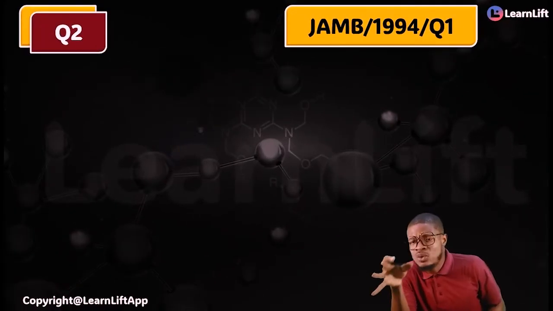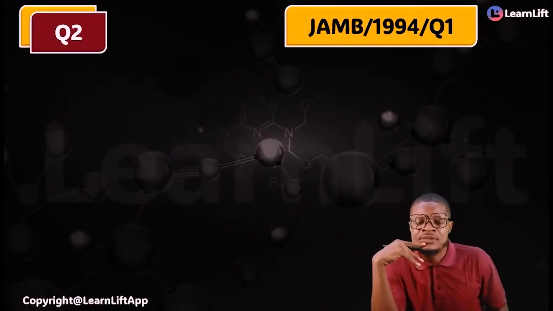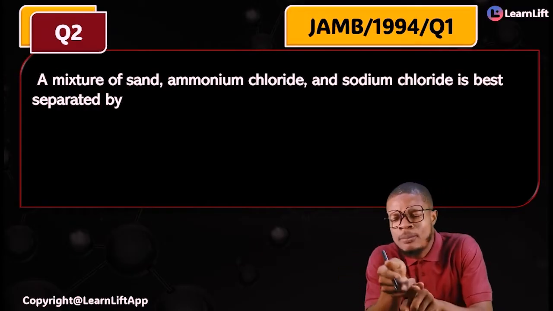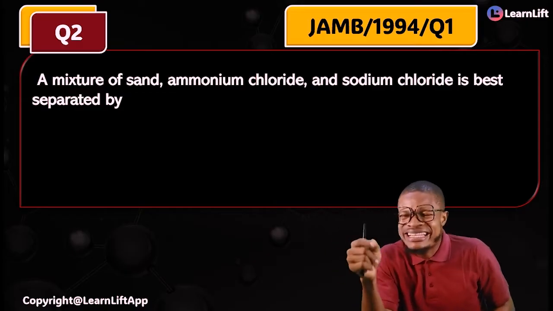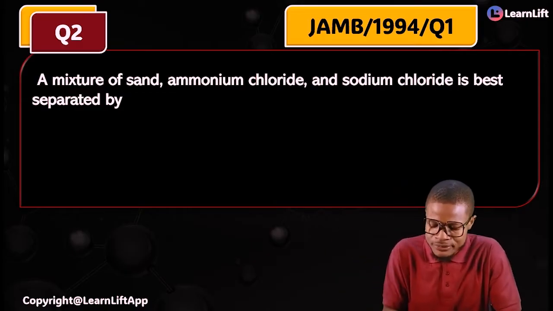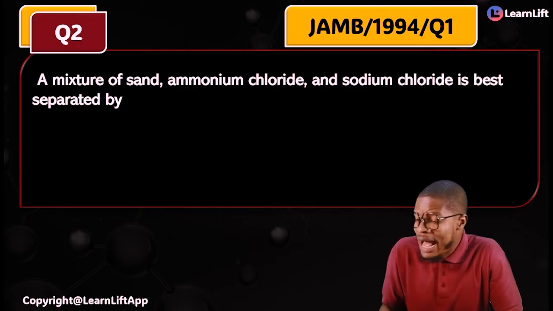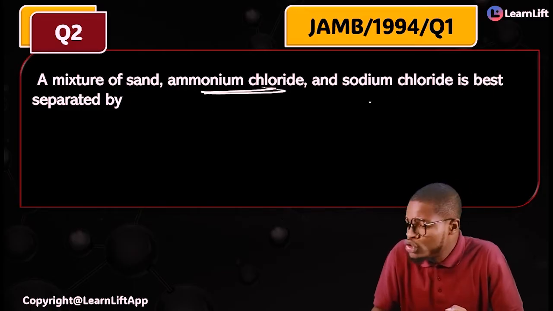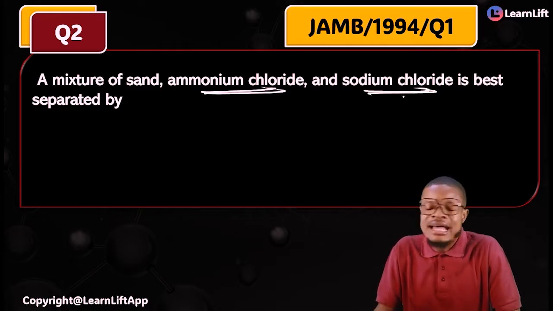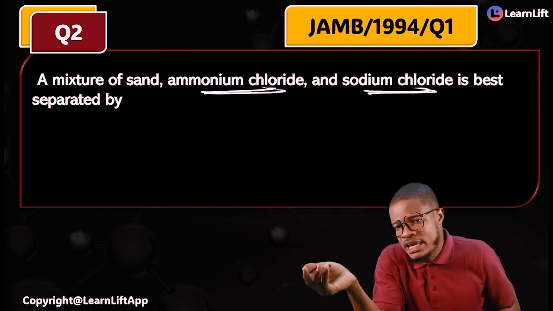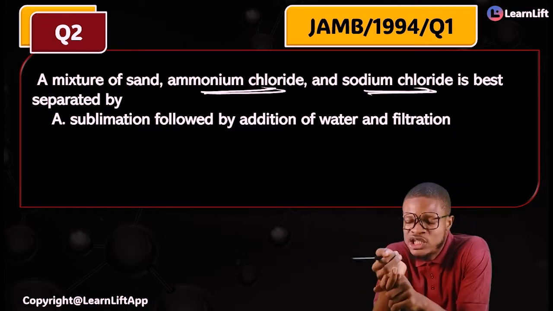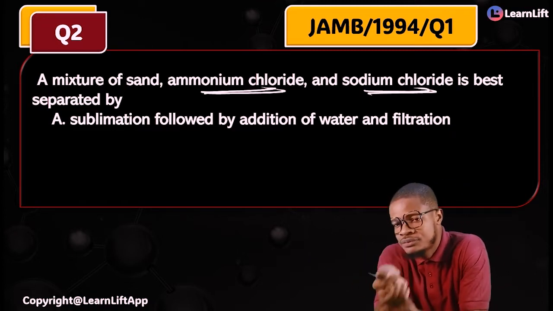You understand that? Let's look at Jamb 1994 question 1. Look at the beautiful question they asked. A mixture of sand, ammonium chloride, and sodium chloride is best separated by what? Ammonium chloride can be sublimed if you undergo sublimation. Sodium chloride will dissolve in water, but sand will not dissolve. How do you separate them? It can best be separated by A, sublimation, followed by addition of water and filtration.